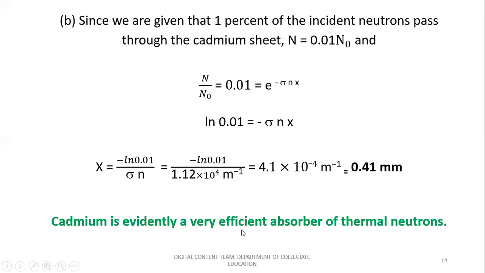So cadmium is evidently a very efficient absorber of thermal neutrons. When the thickness is only this much, only 1% of the particles come out, which tells you that cadmium is a good absorber material when thermal neutrons are incident on it.